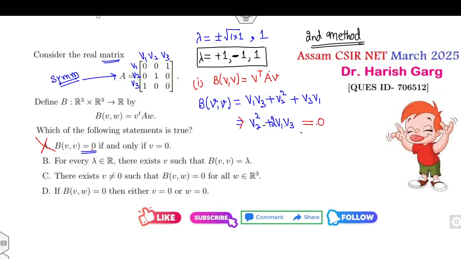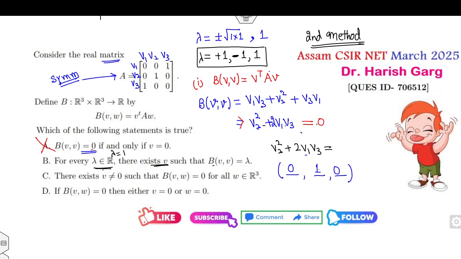For every value of lambda, so let's say lambda is 1, v2 square plus 2v1 v3 is 1. For every value of lambda there exists a v. So is it possible? Can you find v1, v2 and v3 so that its answer will be 1? Yes, you can choose v2 is 1, the rest two numbers are 0. Fine, so this is satisfied.